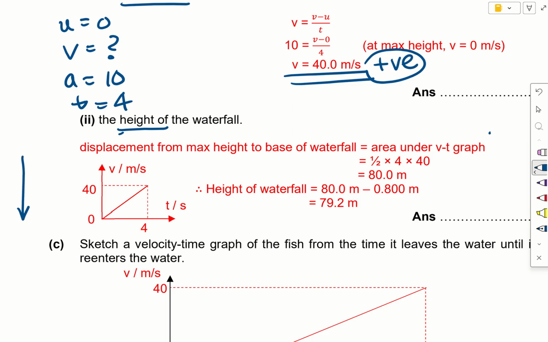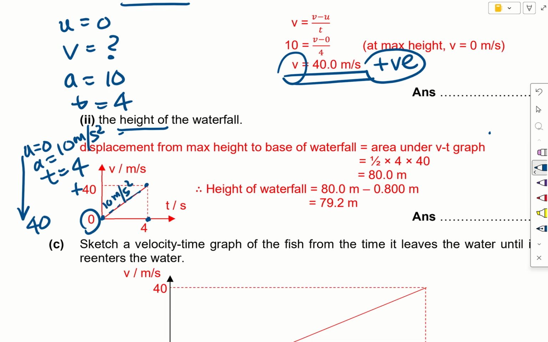The fish is going downwards. Initially, the velocity is 0. Then the final velocity is 40 from what we have found over here. The time taken is 4, and we know that the acceleration is 10 meters per second squared. So at time equals 0, velocity is 0. At time equals 4, the velocity is positive 40, because we set downward motion to be positive. And this gradient will give me acceleration of 10 meters per second squared.